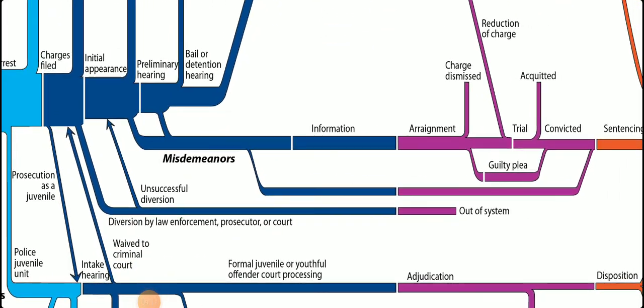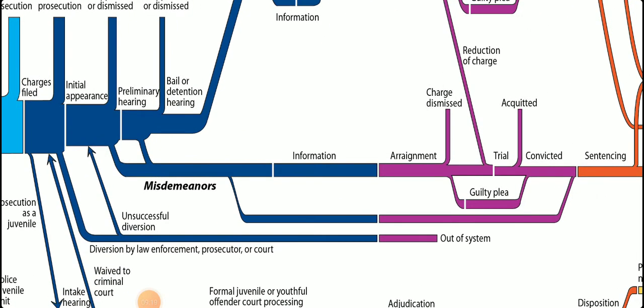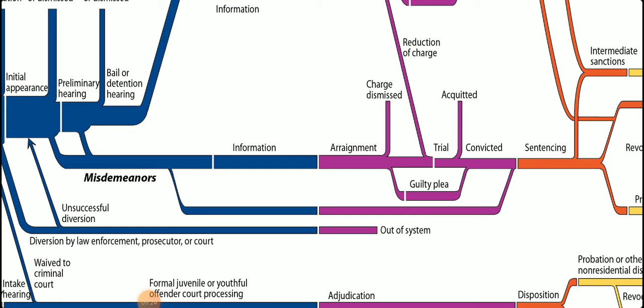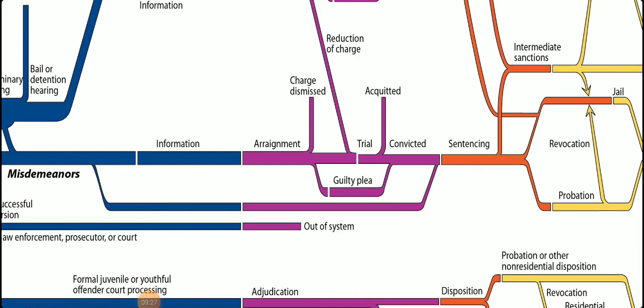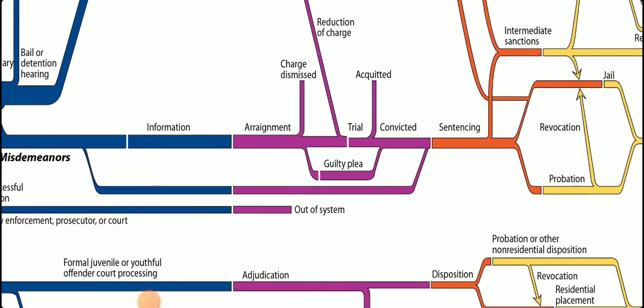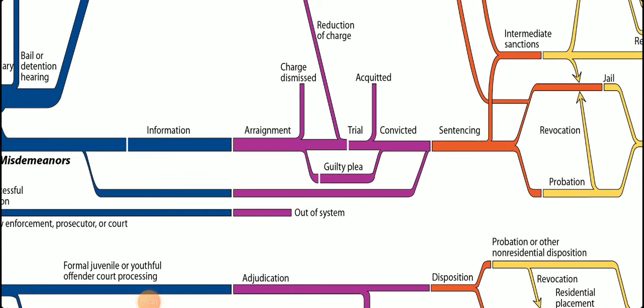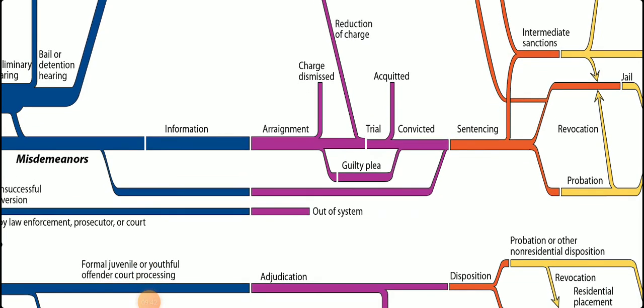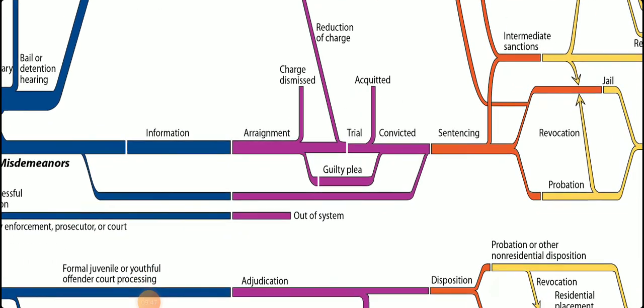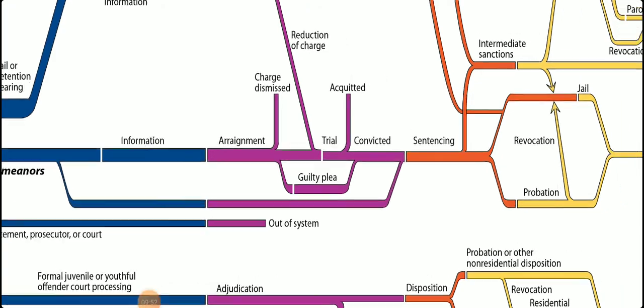Okay, coming to misdemeanor. In the court hearing, at the initial appearance, if it is a misdemeanor, information is gathered. Then arraignment. What is arraignment? To call a defendant before a court to answer. Come and explain what happened. Either the charges are dismissed, or there is a guilty plea, or if not, he moves to the trial.